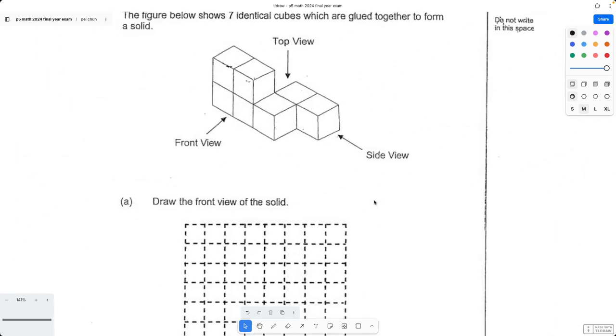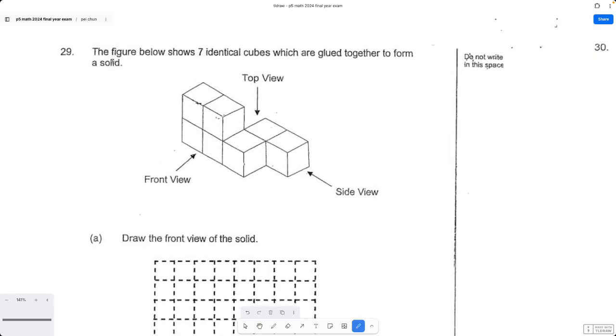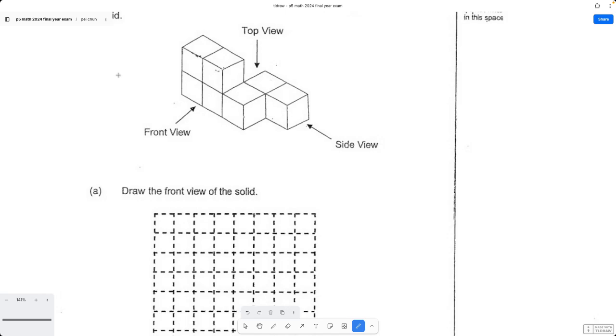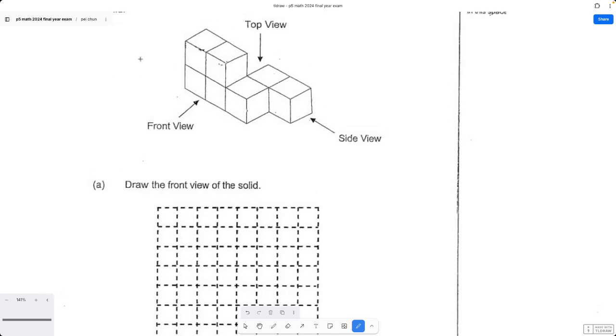Okay, let's move on to question 29. Okay, so the figure below shows 7 identical cubes which are glued together to form a solid. Draw the front view. That's what it says over here. So I'm gonna put here 1, right? 1, and then I'm gonna put here 2.